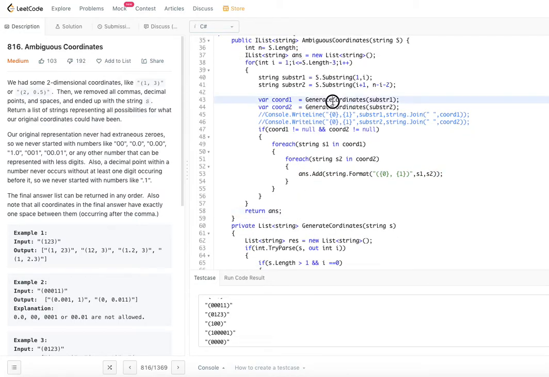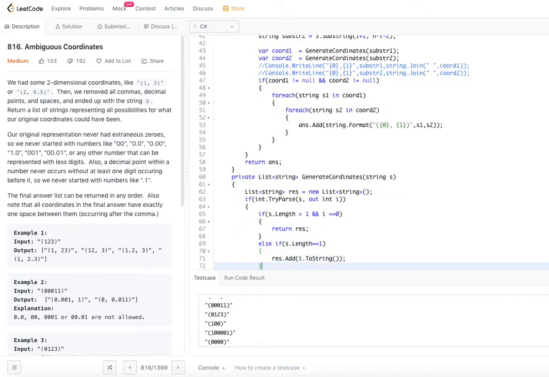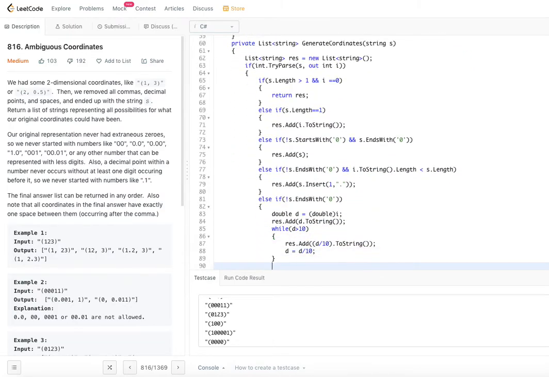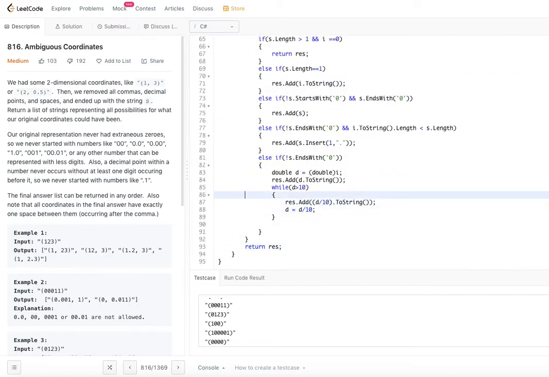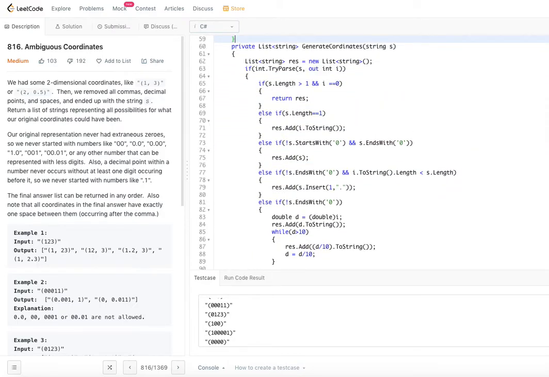So let's look at the generate coordinates part, right? That is the meat of this code, this algorithm. So here, for a given string, that means this is just a part, the first part or the second part, that is passed to the generate coordinates. For the first part or second part, if we can parse the integer, then only are we going to look at what is going to happen. We already know that we are able to parse it, right?